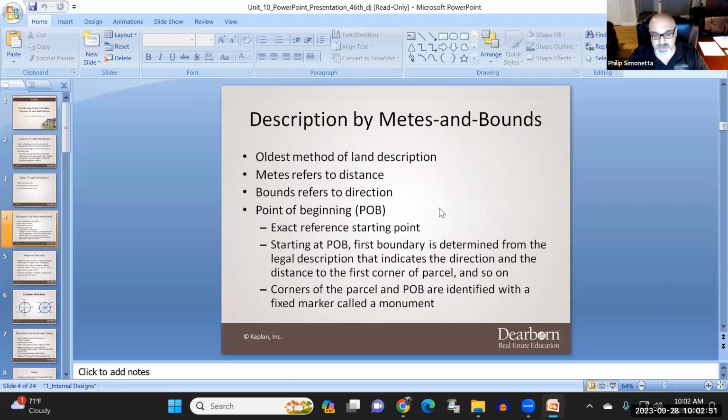So remember, metes and bounds is the oldest type of land description. And who gets monuments? Old people, right? The old monuments are dedicated to old things. So you remember, metes and bounds has monuments, right?